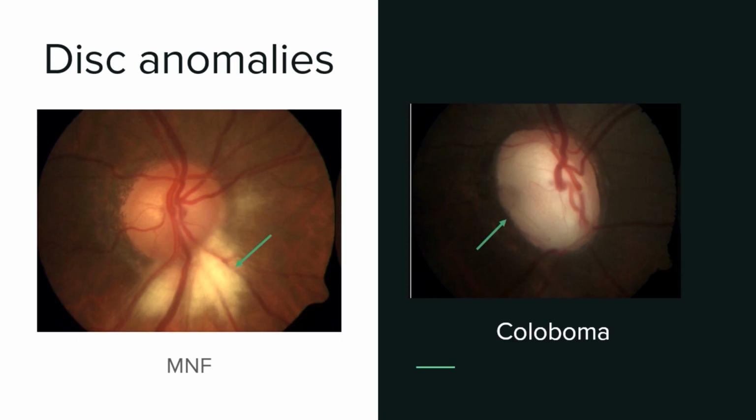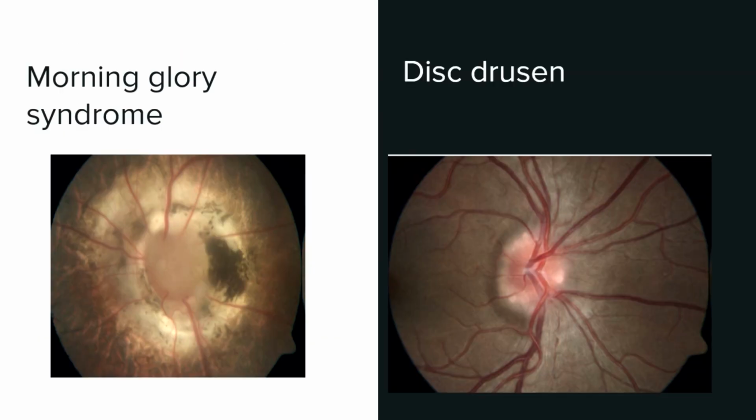Here you can see a myelinated nerve fiber defect in the inferior sector. Here you can see an optic disc coloboma. There is a complete loss of the neuroretinal rim and the development on the inferior temporal side. This is an image of morning glory syndrome. You can see a large disc with a peripapillary atrophy, and here is an image of disc drusen, which is also a large disc.